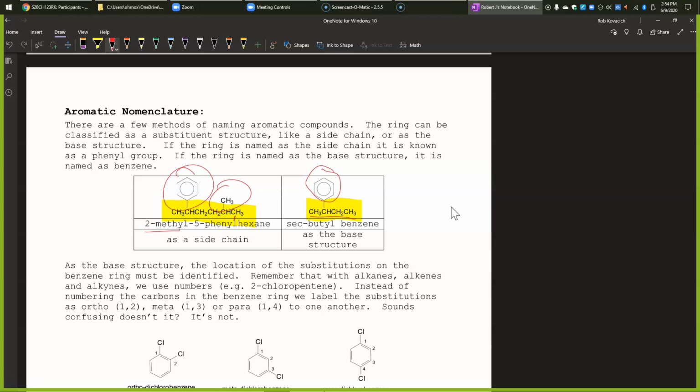So this is carbon number 1 and carbon number 2. So there's my 2-methyl, and then 5-phenyl. So carbon number 3, 4, and then carbon number 5. Over here, though, I say benzene because this is a benzene, and then this is a butyl group attached to it. But remember, this is attached to carbon number 2 on my 4-carbon chain, so this guy gets called sec-butyl.